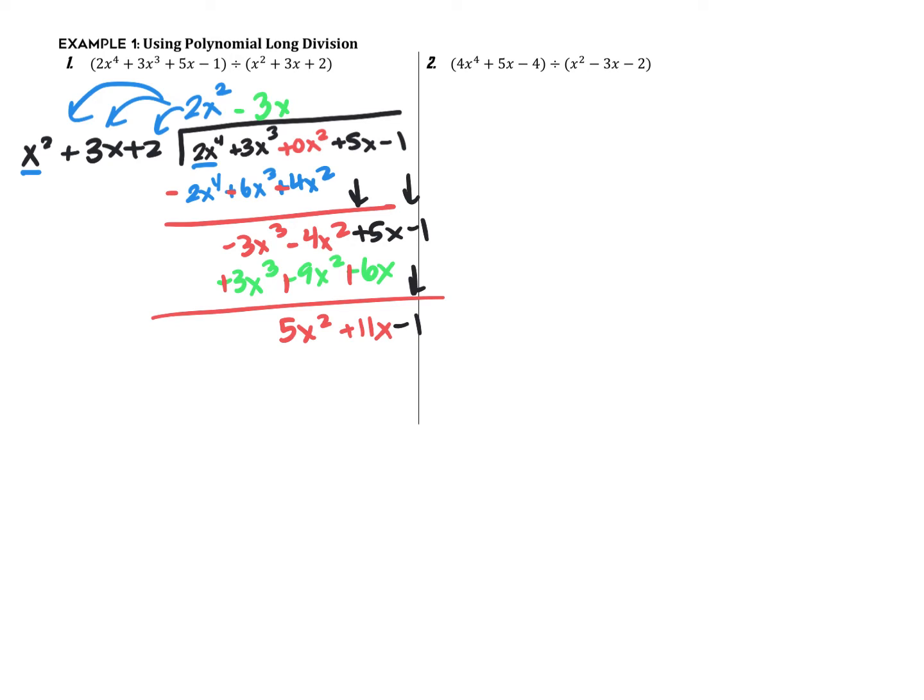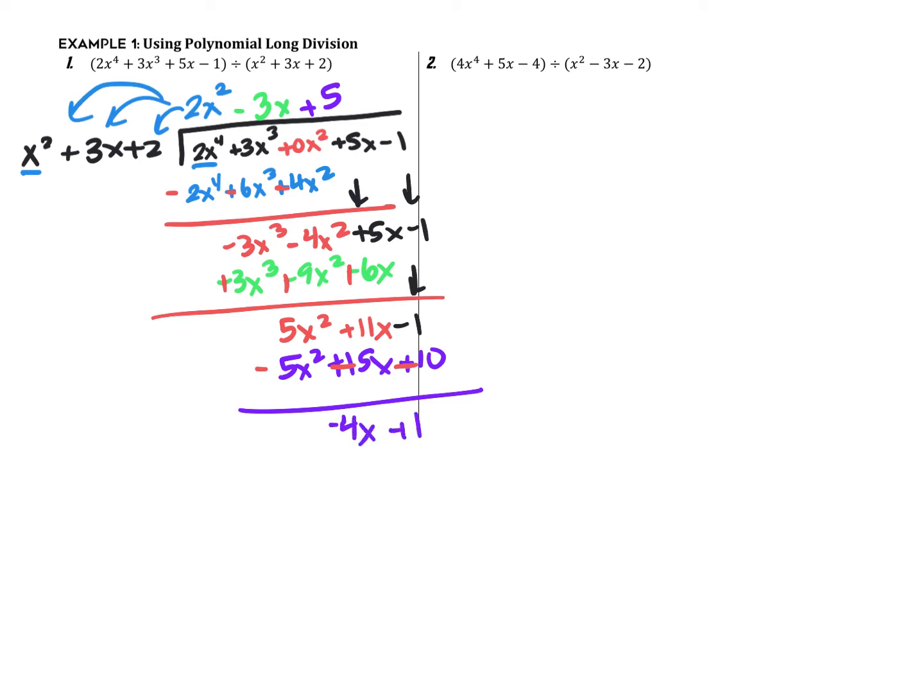All right, hopefully you had time to work through this. I need to multiply this by 5 to give me 5x squared plus 15x plus 10. And when I subtract, this is going to be minus, minus, minus. I'm going to get 11 minus 15 is negative 4x. Negative 1 minus 10 is negative 11.